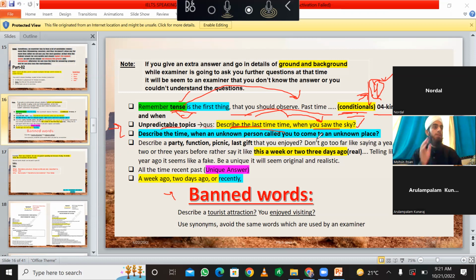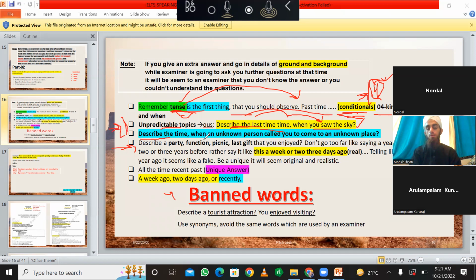So you understood that such kinds of unpredictable topics can be asked from you, and you are supposed to answer such questions, right? Because the examiner is interested in observing your tense, grammatical structure, conditionals, and all other things like intonation and fluency. Such things are going to be observed by an examiner.